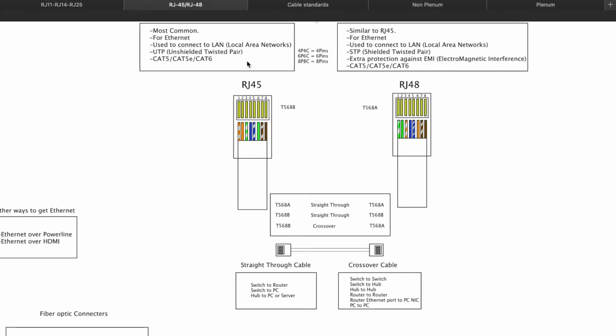The RJ45 is the most common. They are both used for Ethernet, and they're used for connecting to a local area network. So you might have one of these connected to your PC at the moment if you have it directly connected to a switch, or you might have it connected to maybe your PlayStation or your Xbox if you have it connected directly to your modem perhaps. The difference between the RJ45 and the RJ48 is that the RJ45 uses an unshielded twisted pair and the RJ48 uses a shielded twisted pair. You'll notice that they both require a category 5 or higher cable.